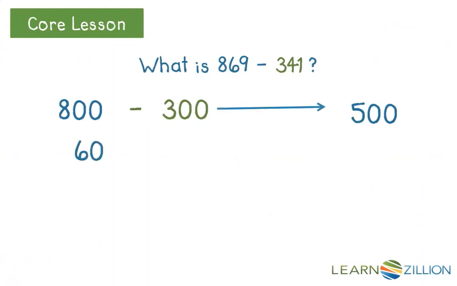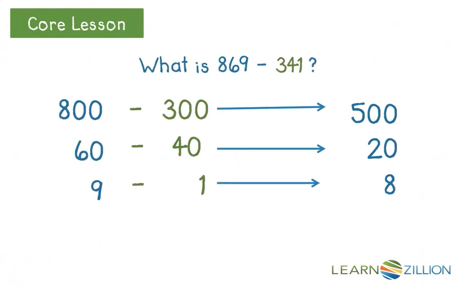Next, I'll look at the tens. The 6 in 869 has a value of 60. I'll take away 40 because the 4 in the tens place of 341 has a value of 40. 60 minus 40 equals 20. And finally, the ones, 9 minus 1 equals 8.